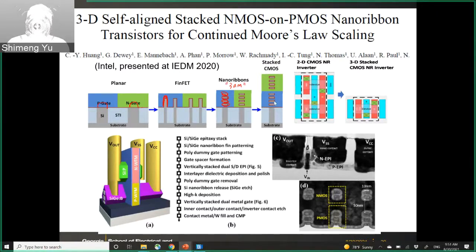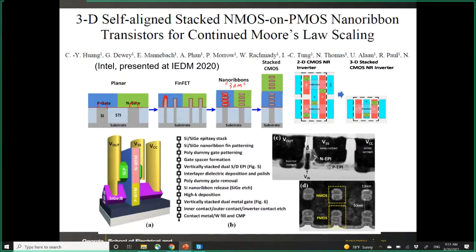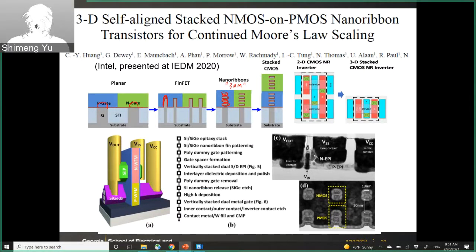And after that, the possible direction is to stack the NMOS on top of PMOS. So here you see previously, even for today, the NMOS and PMOS are separate on the silicon. You have NMOS region and PMOS region. But in the future, probably we can do this, right? Make the NMOS region all the way up, and then you can stack NMOS and PMOS vertically. So this is to make an inverter vertically.